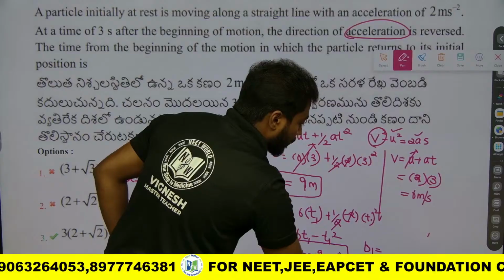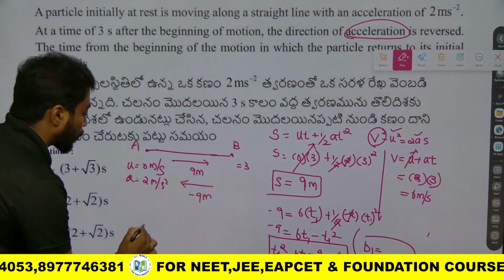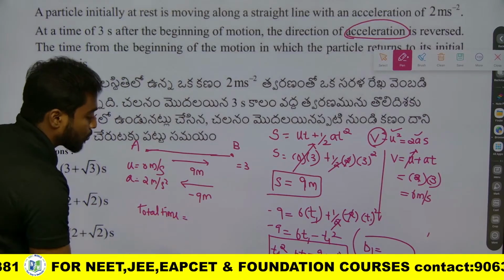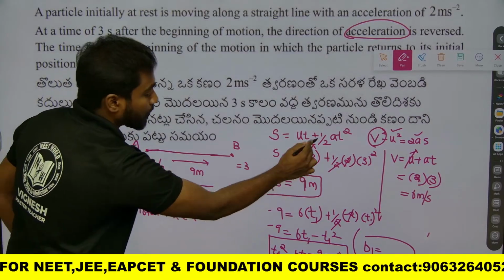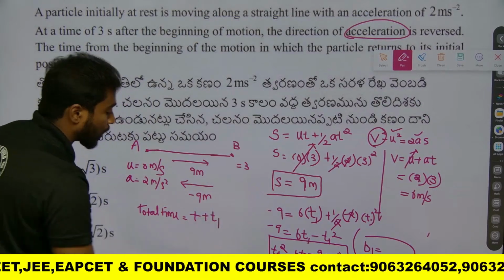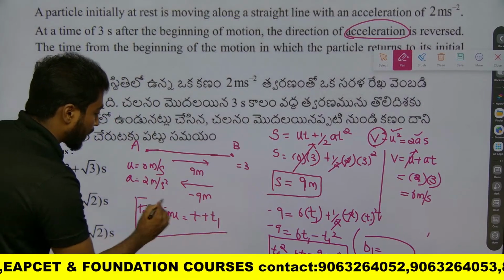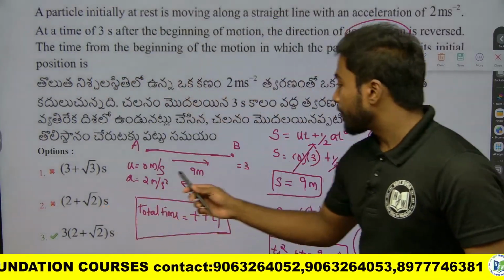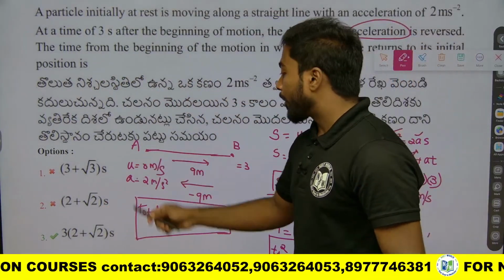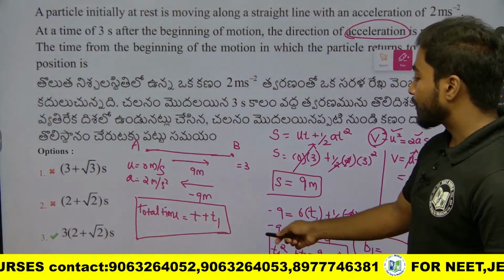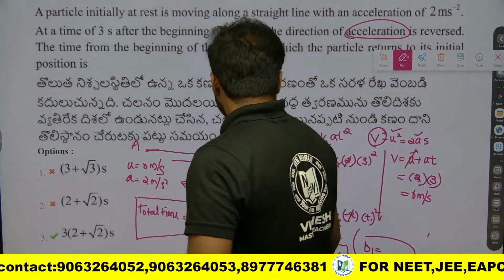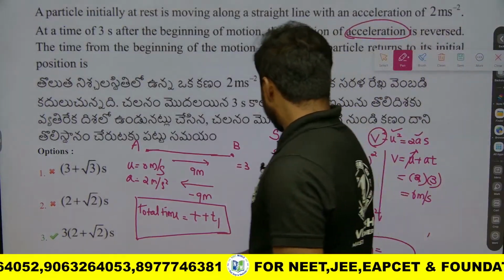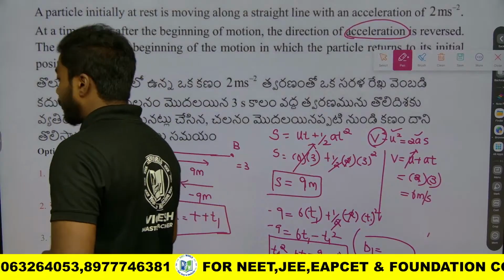From this equation, if I find T1, I can add the total time. Total time is equal to the T which we know, that is 3 seconds, plus T1. This is the total time of the particle when it starts from point A to point B and returns back from B to A. We will get the answer by solving this equation, T1 square minus 6T1 minus 9 equals 0. Can you give the answer in the comment box? What is the value of T1?